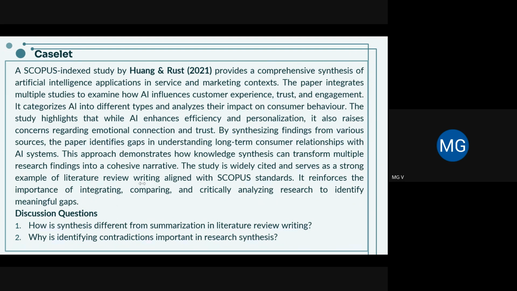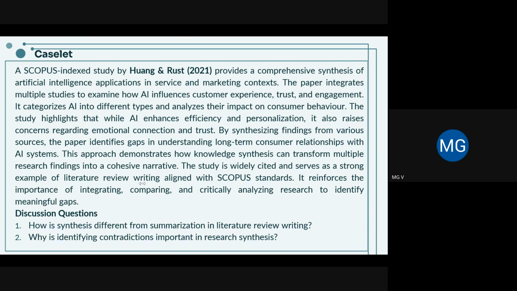Anyone who would like to respond? Just think for a while. Basically, synthesis integrates multiple studies into a unified narrative, while summarization focuses on individual studies. So this is the basic difference. I'll repeat. Synthesis integrates multiple studies into a unified narrative, whereas summarization focuses on individual studies.